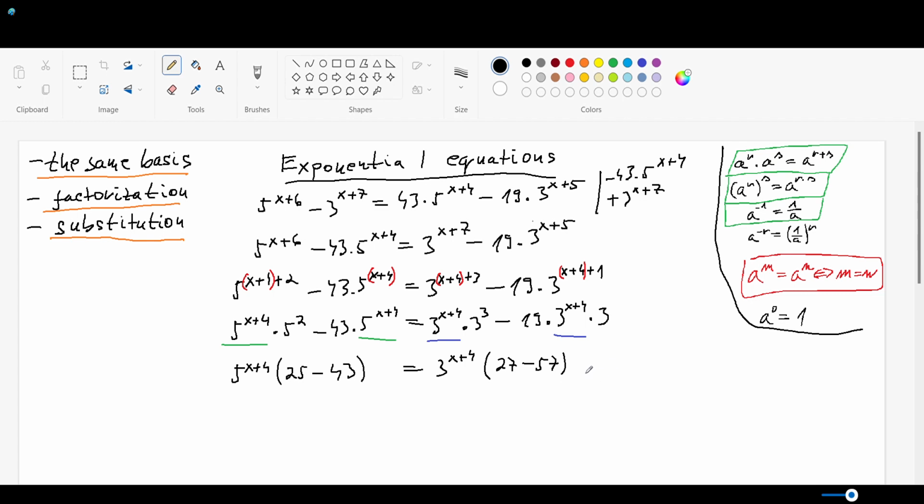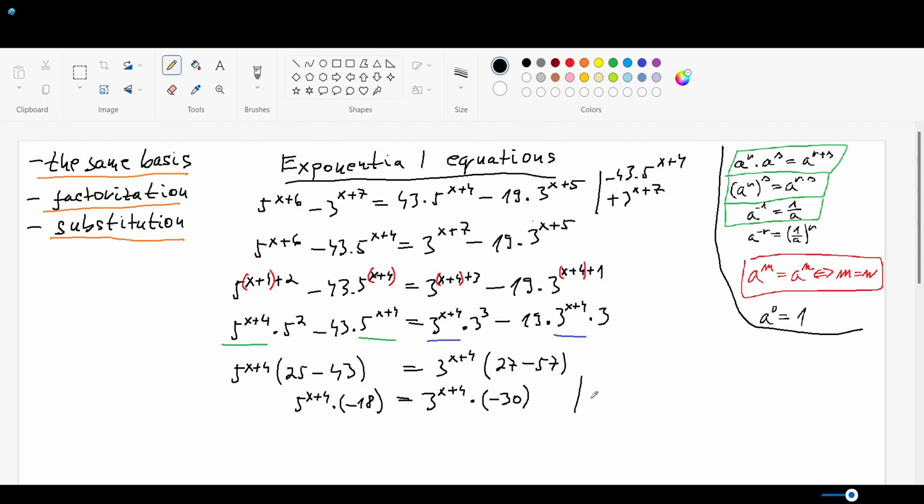Okay, and I'm pretty sure you can see that this is a really clever idea, because now let me simplify this. This is going to be 5 to the power of x plus 4 times negative 18 is equal to 3 to the power of x plus 4 times negative 30, and this is something we have seen before, but in a more complicated way, because there were these exponents and bigger numbers.